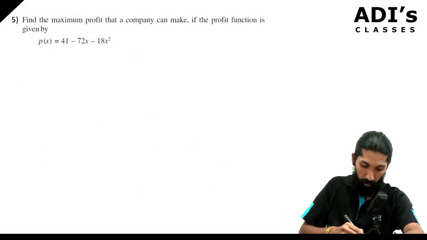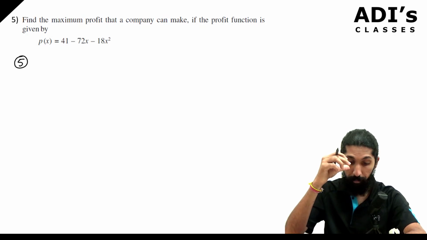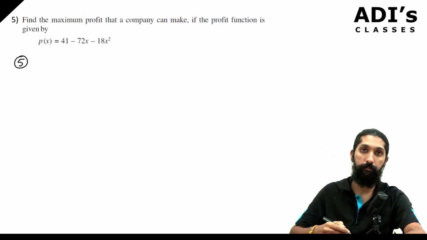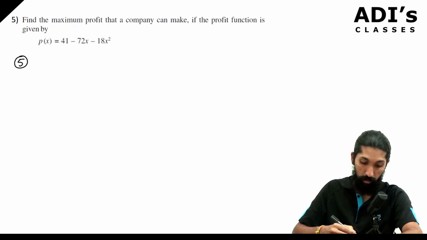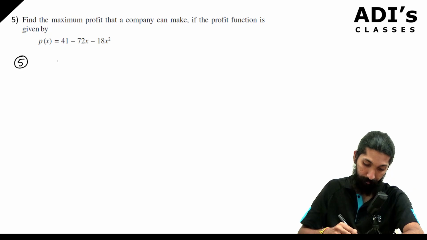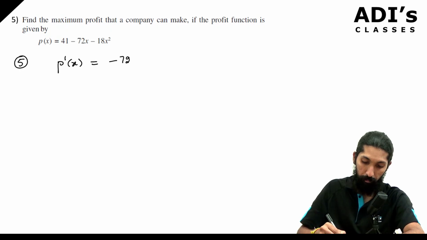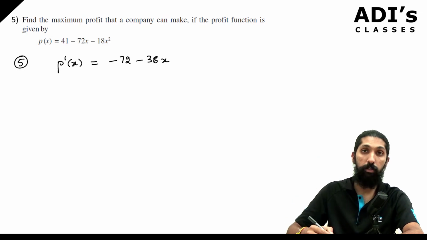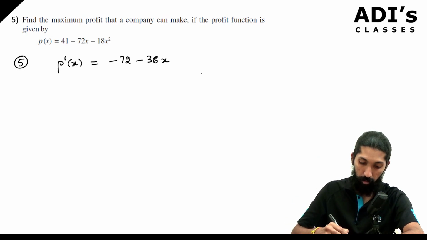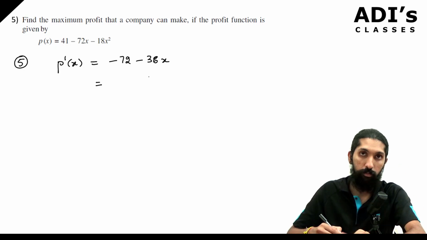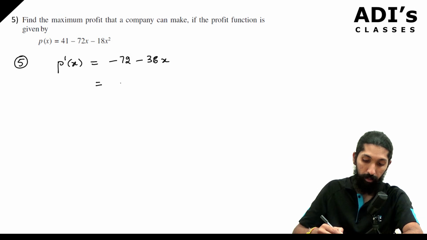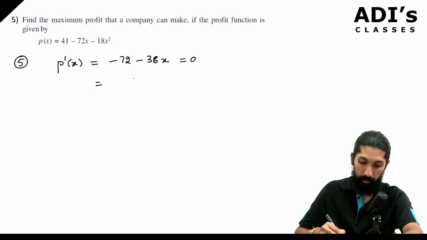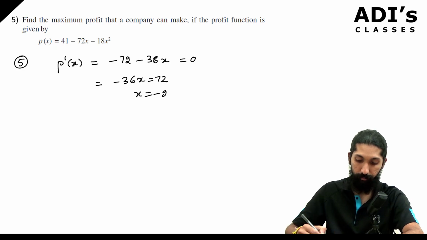See the fifth one. You have to find the maximum profit that a company can make if the profit function is given by this. Maximum value they're asking, correct? So first you differentiate. P dash of x is equal to minus 72 minus 36x. Correct? Now equate it to 0. When you equate this to 0, you will get minus 36x is equal to 72. So x is minus 2.